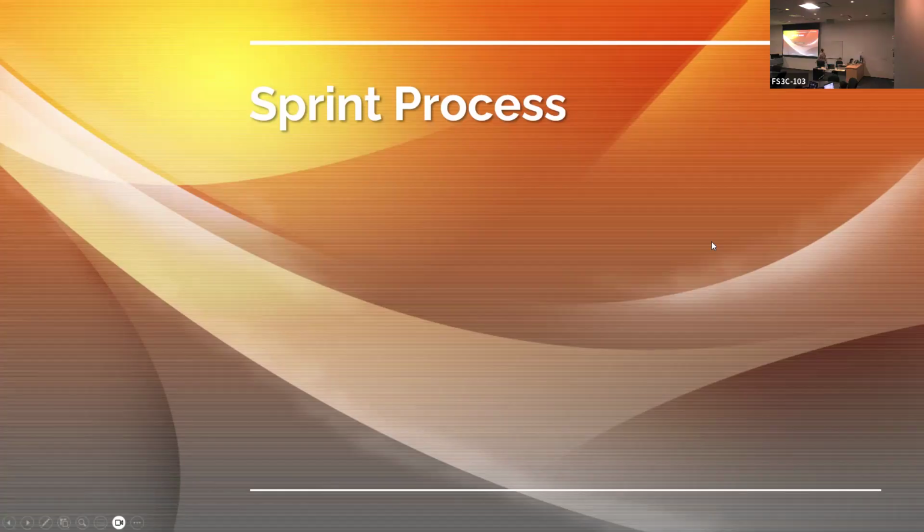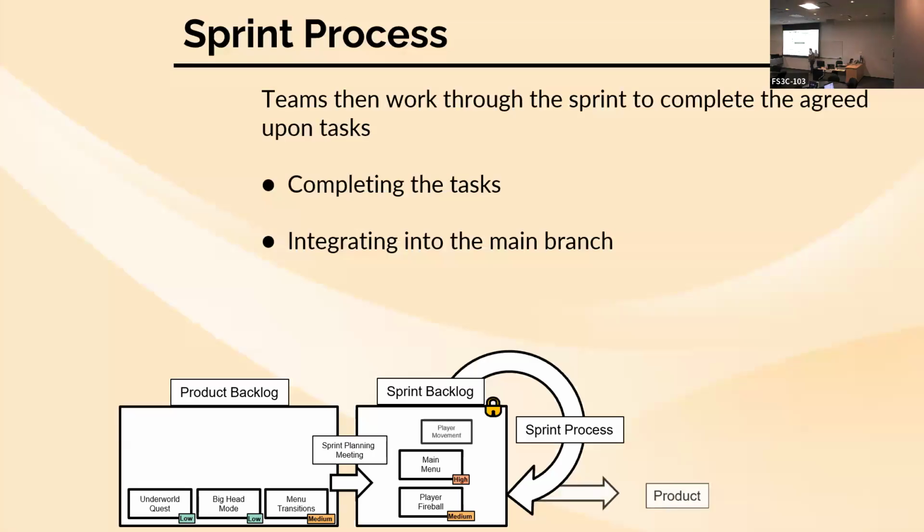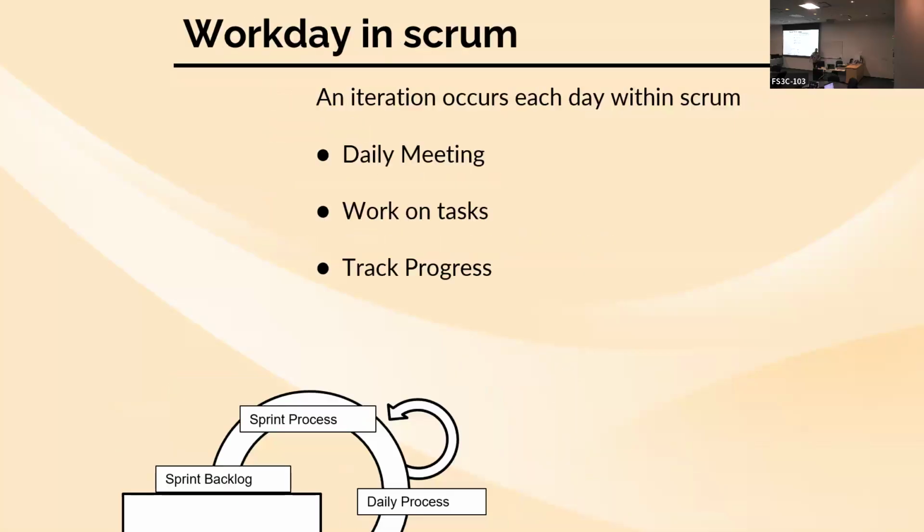Okay, well then continuing on with this, the sprint process itself. Once you finish that sprint planning meeting and the planning poker process, then you begin working on the project. You work on it with everyone else, you complete the task, you integrate it into the main branch, and everyone's getting their work done and working towards that final sprint goal.